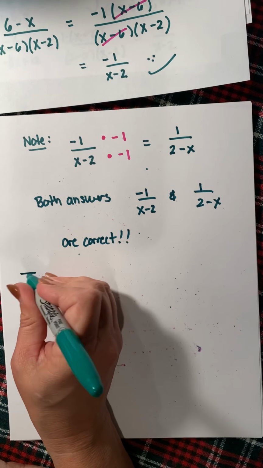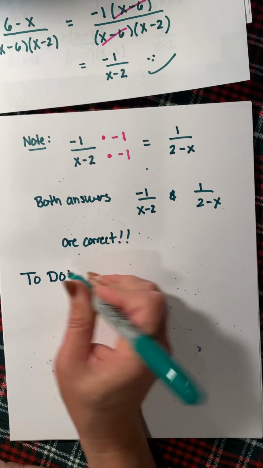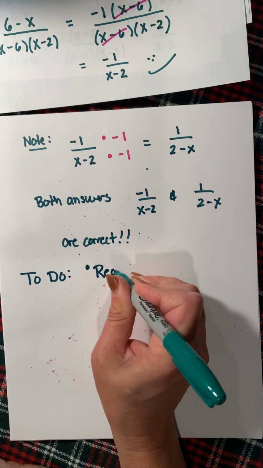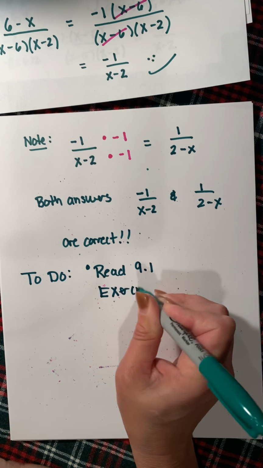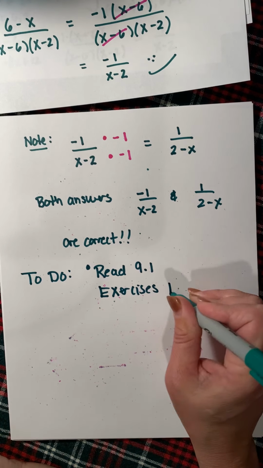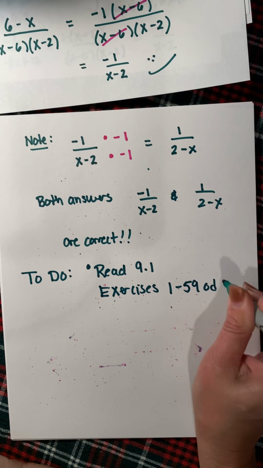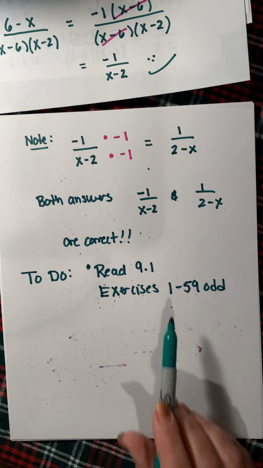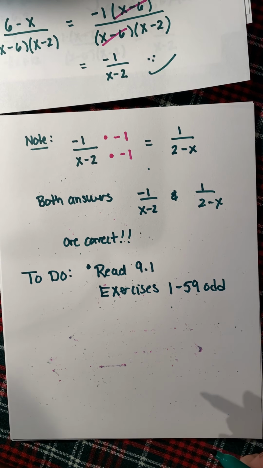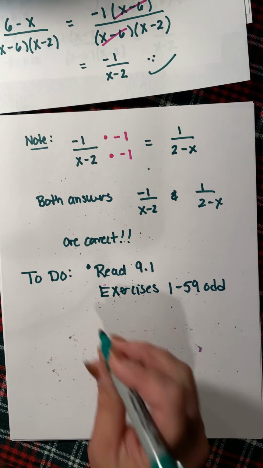Right, that being said, here's your to-do for 9.1. Read 9.1. Exercises 1 to 59 odd. I know that's a lot of problems, but the more exercises you do in 9.1, the more comfortable you will be with this. I would really get a jump on this before you start doing the next couple sections, because you need to know how to simplify before we start multiplying and dividing and all that other stuff.